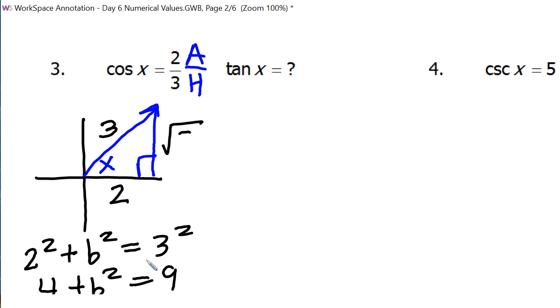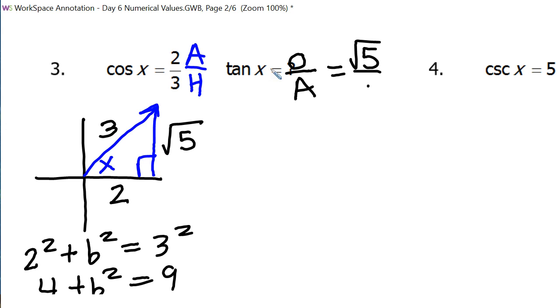But they asked us for tangent, and how do you find tangent off of a right triangle? Opposite over adjacent. So what do I put for opposite? Square root of 5. What do I put for adjacent? 2. So our answer is square root of 5 over 2.